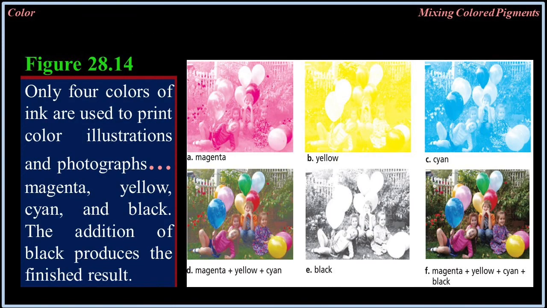Figure 28.14 shows how to reproduce a photograph. Concept check. Which visible frequencies are absorbed by a mixture of paints or dyes? Figure 28.14. Only four colors of ink are used to print color illustrations and photographs: magenta, yellow, cyan, and black. The addition of the black produces the finished results.